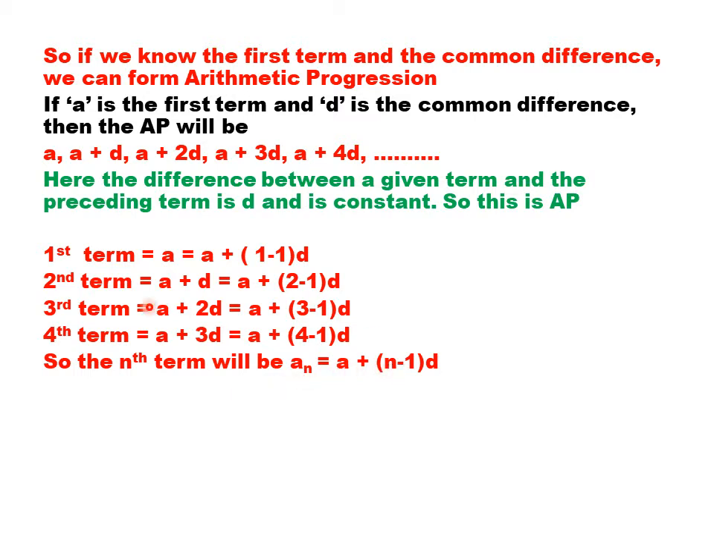By the same argument, second term is a plus 2 minus 1 into d, third term is a plus 3 minus 1 into d, fourth term is a plus 4 minus 1 into d. So nth term will be a plus n minus 1 into d. So a plus n minus 1 into d is the nth term. The nth term we call it as an.